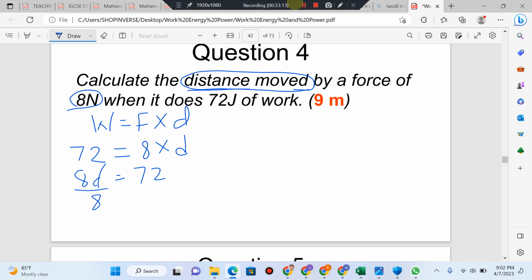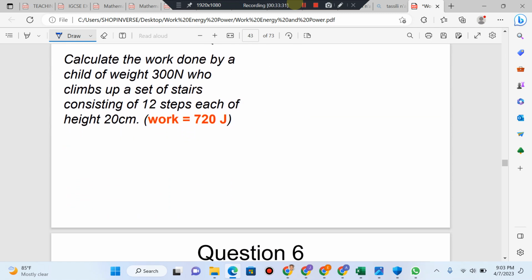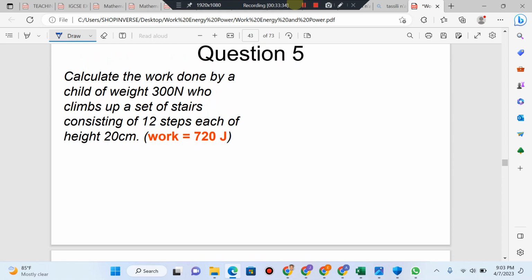If 8D is equal to 72, how do you get the value of D? Divide both sides by the coefficient of D. The coefficient of D is 8. So when you divide both sides by 8, 8 will cancel out 8. You'll be left with D on the left-hand side. D is equal to 72 divided by 8. You get 9 as the distance. And the unit of distance is meters, 9 meters. Done. Easy, right? Good.